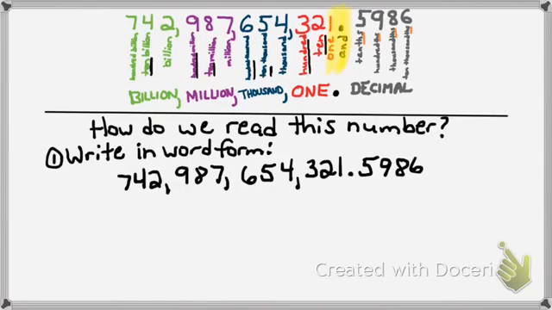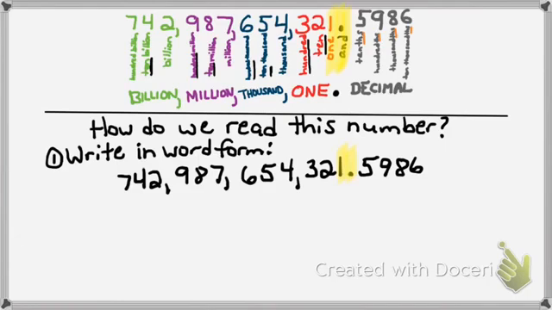First thing I like to do when I'm going to read a number or write the word form is I always find my ones column. If there's a decimal, I know where the ones column is because the ones column is just before the decimal. If there is no decimal, I know my ones column is the very last digit. So I highlight my ones column because I know that there's only 1 1.